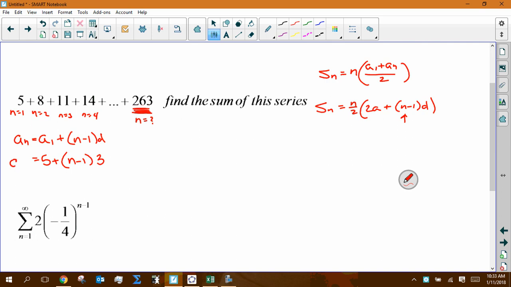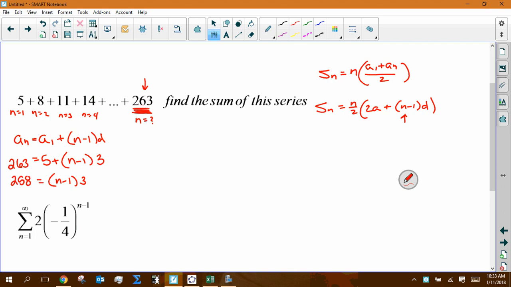And that's going to give me a sub n. Well, a sub n is referencing the term in the nth location. The term in the nth location that we're interested in is 263, so let's replace that with 263. Subtract 5 from both sides, and we get 258 is equal to n minus 1 times 3.